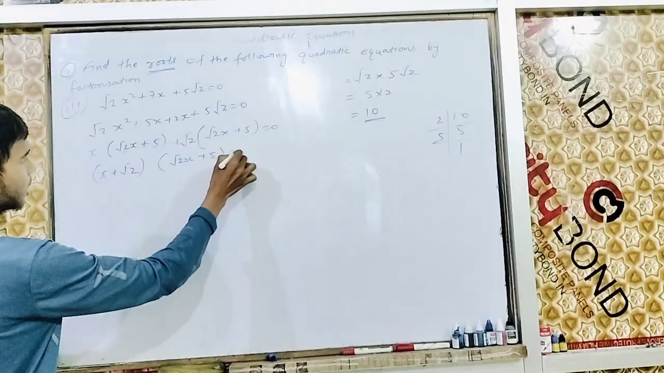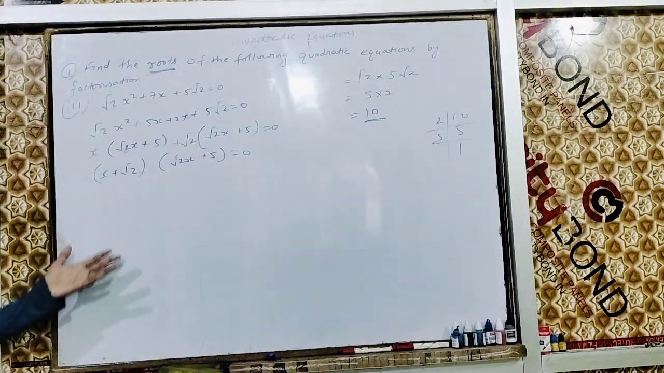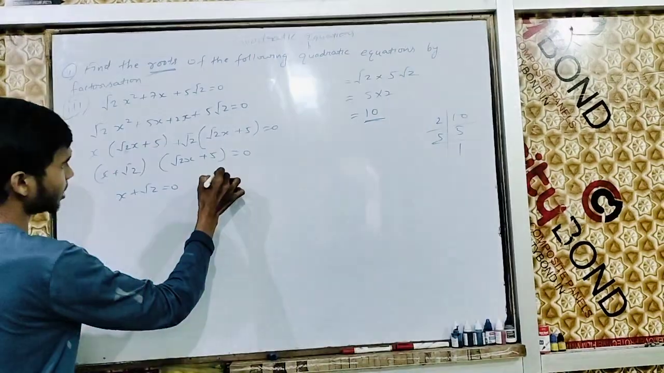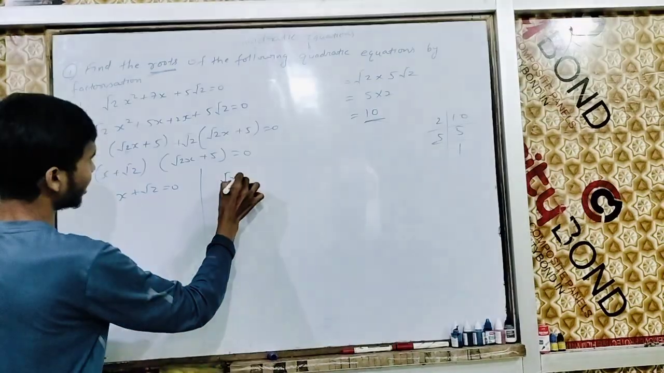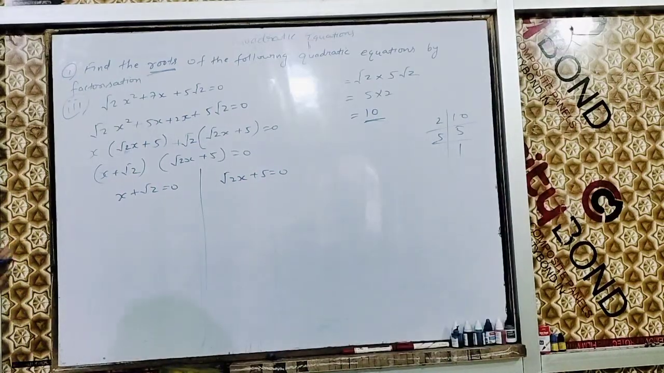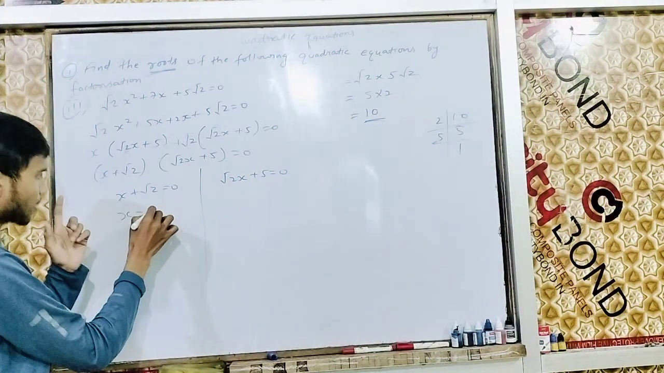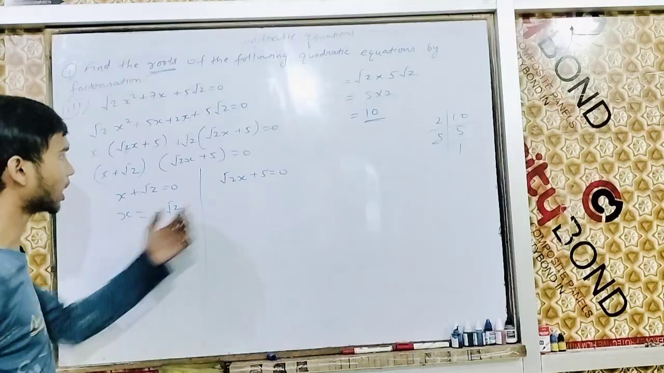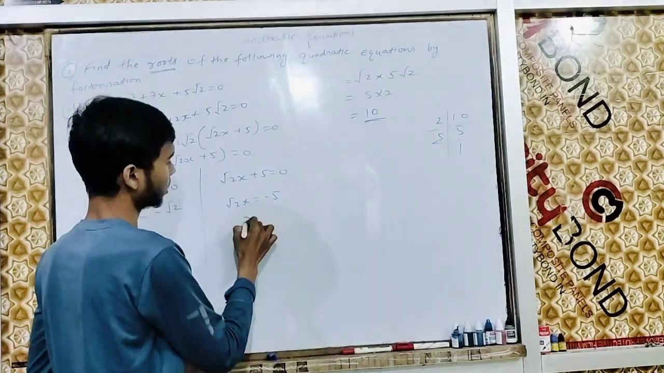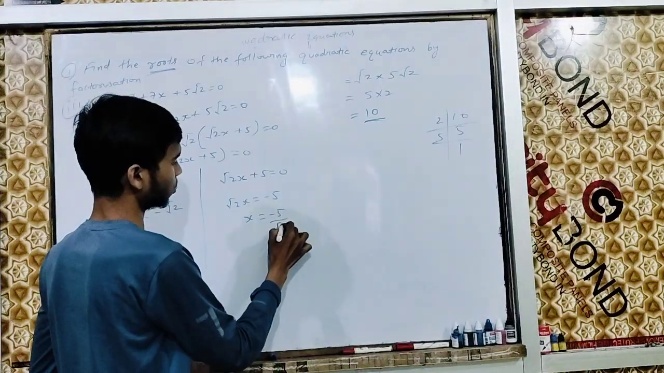2x plus 5 is equal to 0. Now we know what to do next. So x plus root 2 is equal to 0, and this is also equal to 0. Now after simplifying this, we will get x as minus root 2, and in this we are getting minus 5 upon root 2.